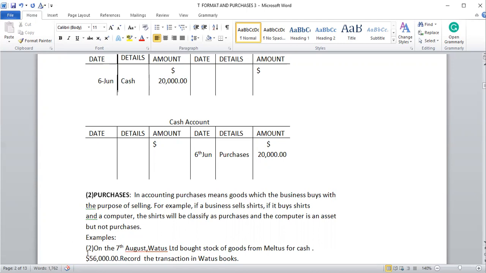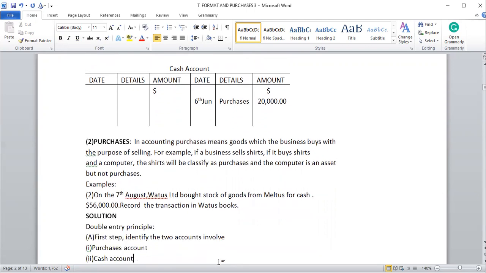So example, the second example: on the 7th August, Watos Limited bought stock of goods from Metros for cash, $56,000. Record the transaction in Watos books. So the solution: use the double entry principle to answer. According to the double entry principle, the first step, that's A, identify the 2 accounts involved, and they are what? I, the purchases account, II, the cash account.